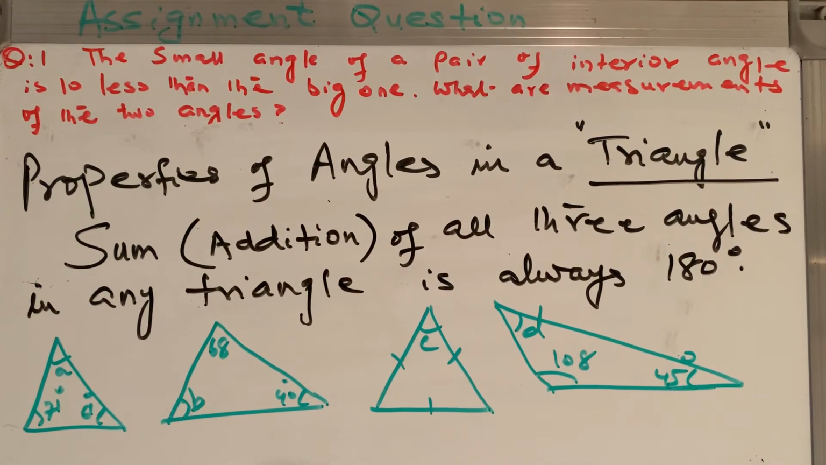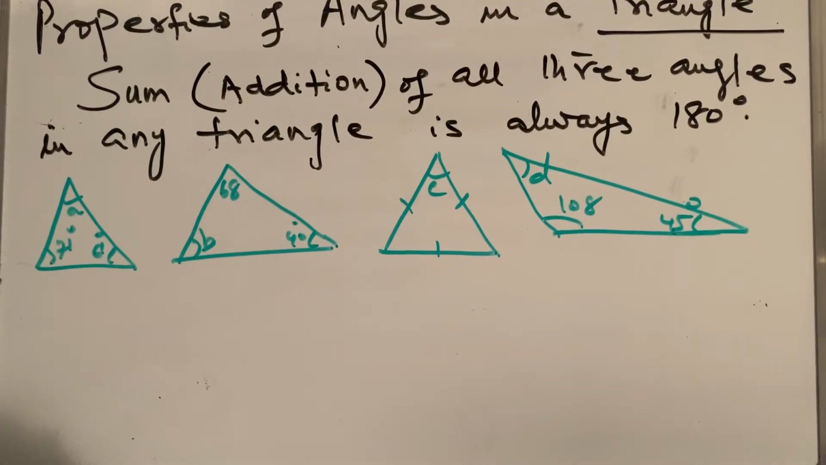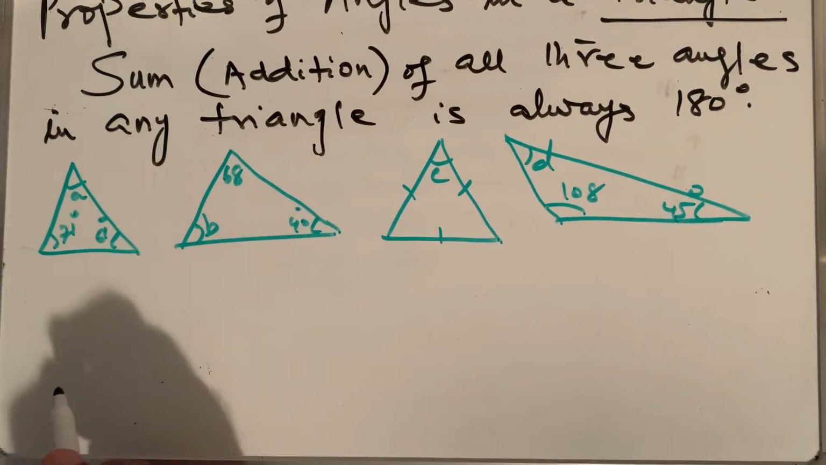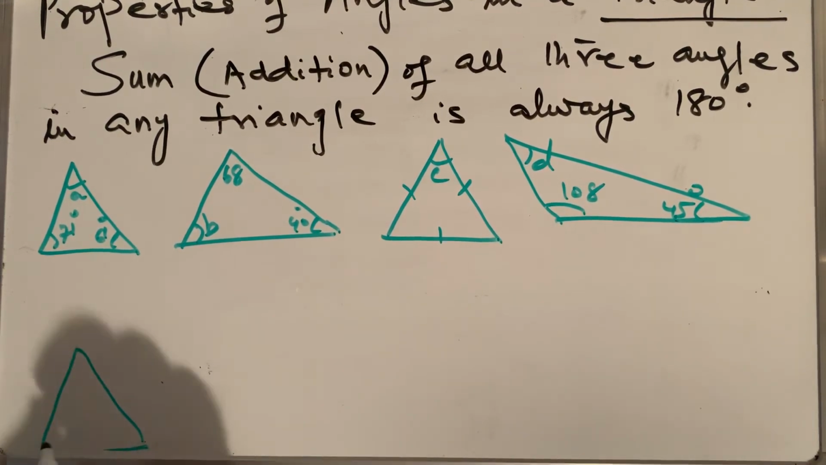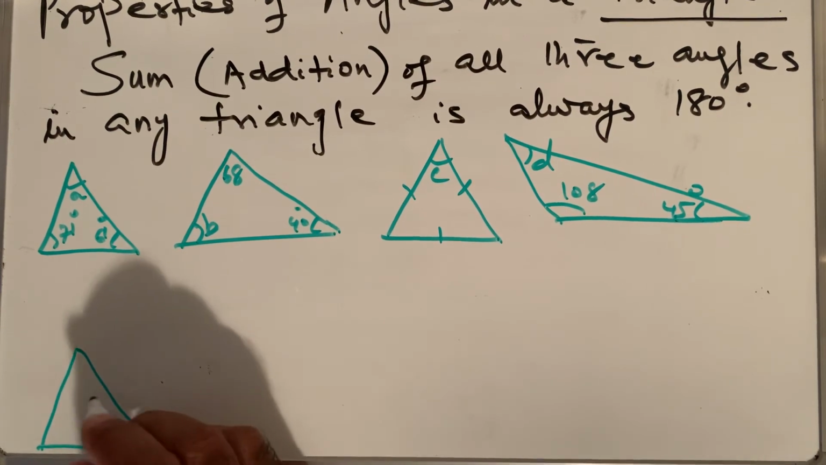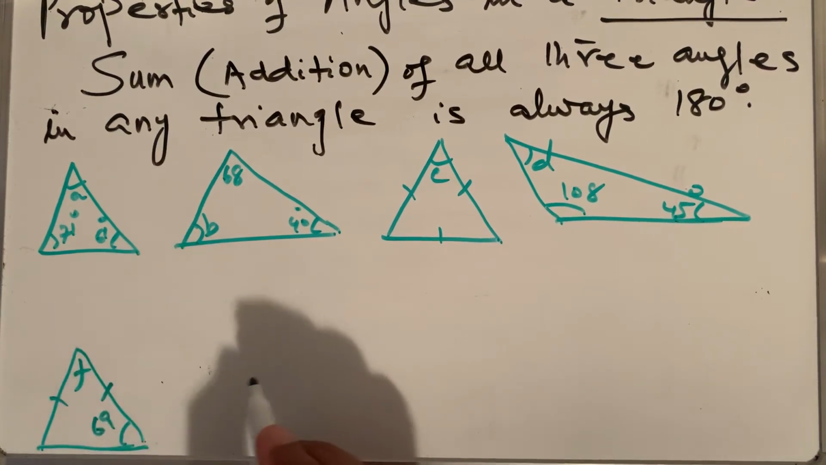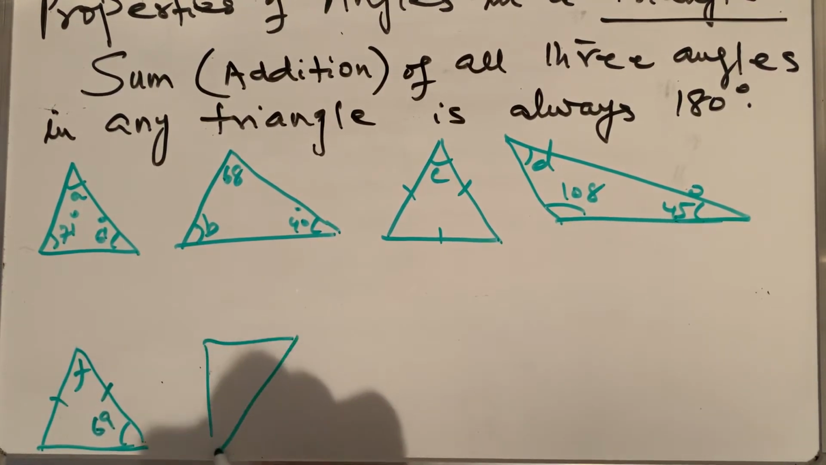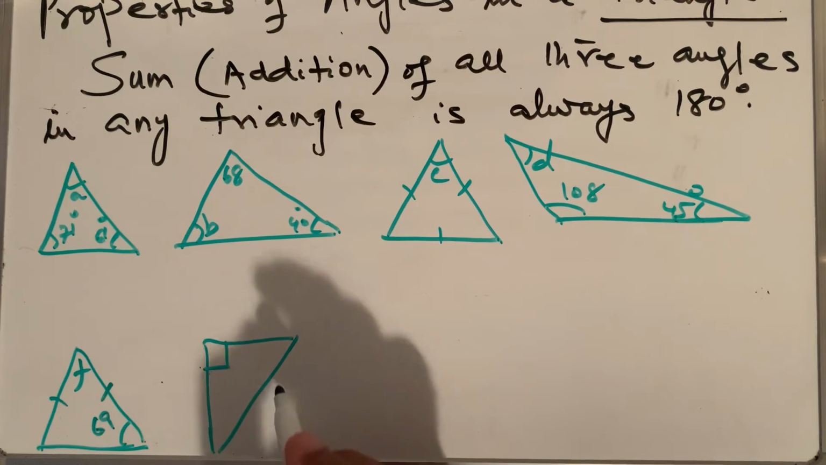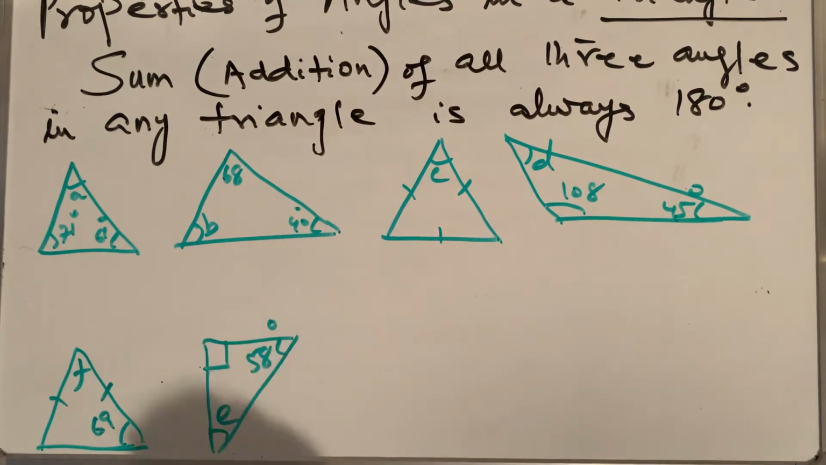I have two more, so I can write here maybe, and then we can discuss all of them together. So let me draw here. If I have this triangle, and I have 69 here, and I have a mark that these two sides are equal, I have to find out F. And then I have an inverted right angle triangle. This is the right angle, and I need to know this E, whereas this angle is 58. So this is given.